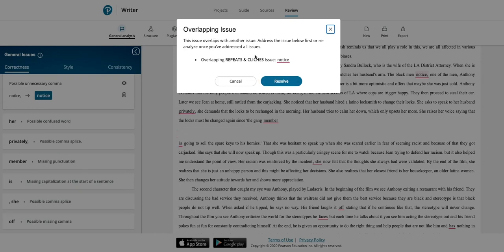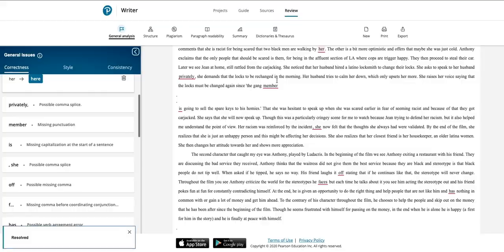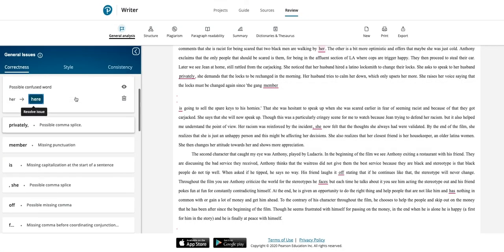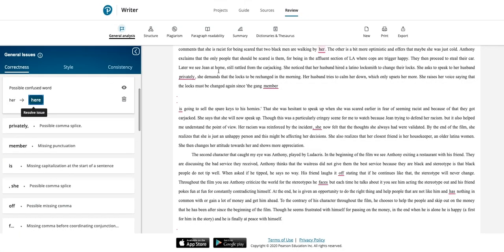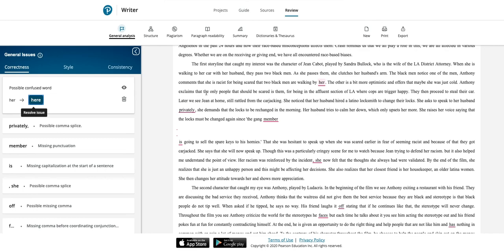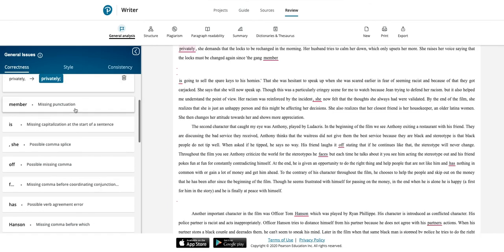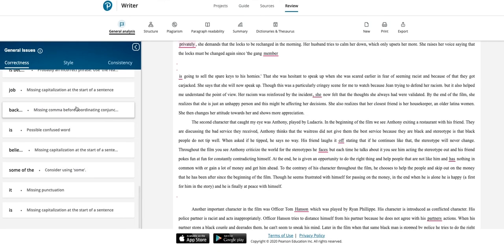Well, it's giving me another issue. But I want to first resolve this one, okay? Here and her, all right. Let's see. Anthony comments that she is a racist for being scared that two black men are walking by her. Well, I see why it's suggesting that here, but in this case, she, her, that makes sense. So I'm going to hide that issue. Okay, so you can see that's basically what it's saying.